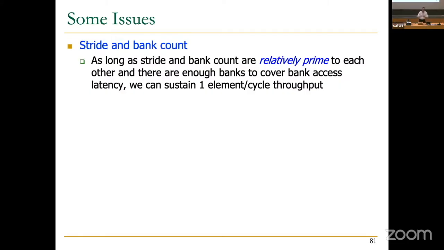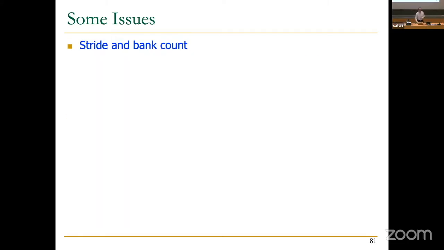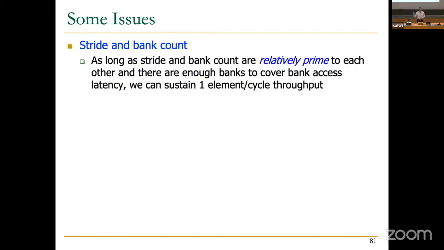How do you make sure that happens? Good luck. Especially if you have a 2 to the power of n number of banks, this is very difficult to achieve. If your number of banks can be a prime number, well, that becomes interesting now, but then how do you do the address mapping with a prime number?